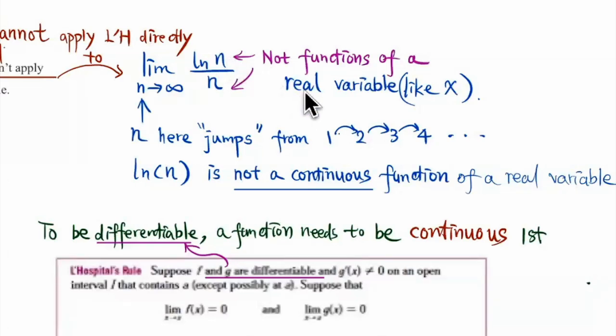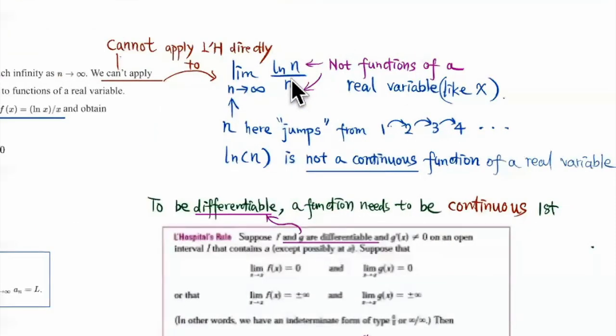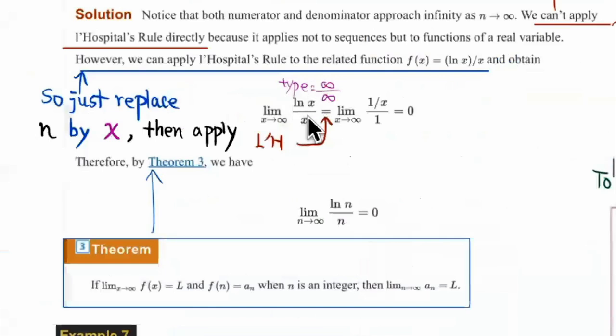So what you have to do here to make things simple, you just need to remember to replace the n here by x. Then you apply L'Hopital's rule. Like that. And then you're safe, because now it's a function of a real variable. Then you can apply L'Hopital's rule.